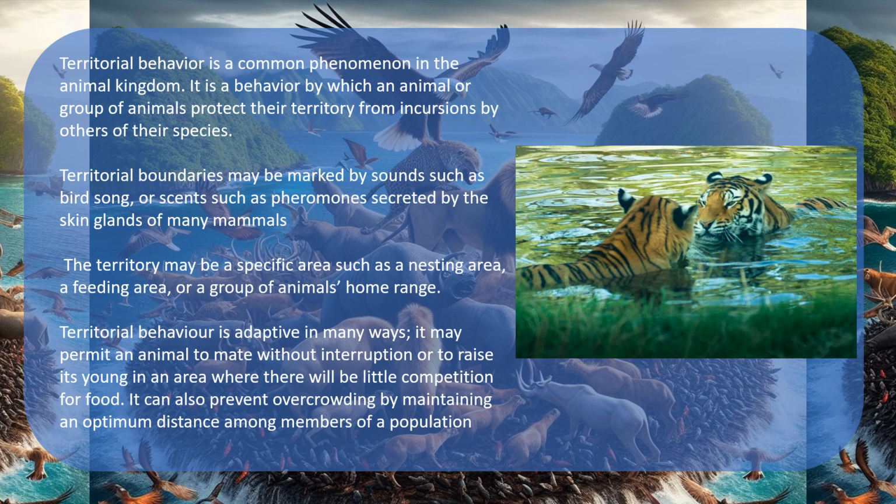The territory may be a specific area such as the nesting area, a feeding area, or a group of animals, or a home range. It is adaptive in many ways. It may permit an animal to mate without interruption or to raise its young ones in an area where there will be little competition for food. It can also prevent overcrowding by maintaining an optimal distance among members of a population.